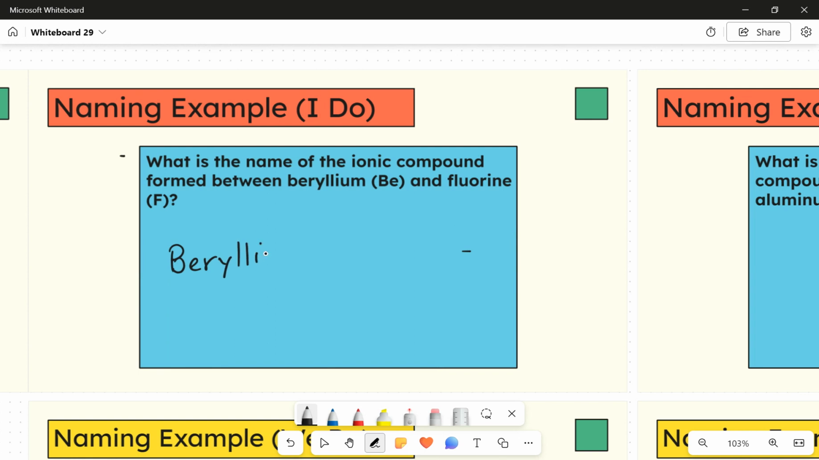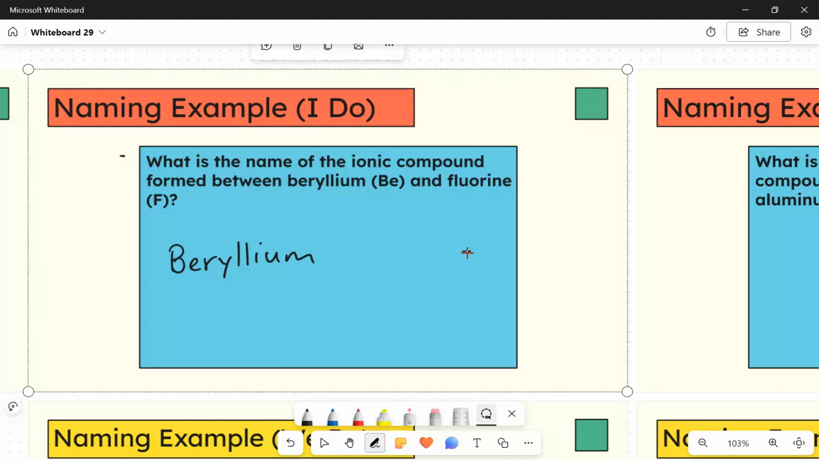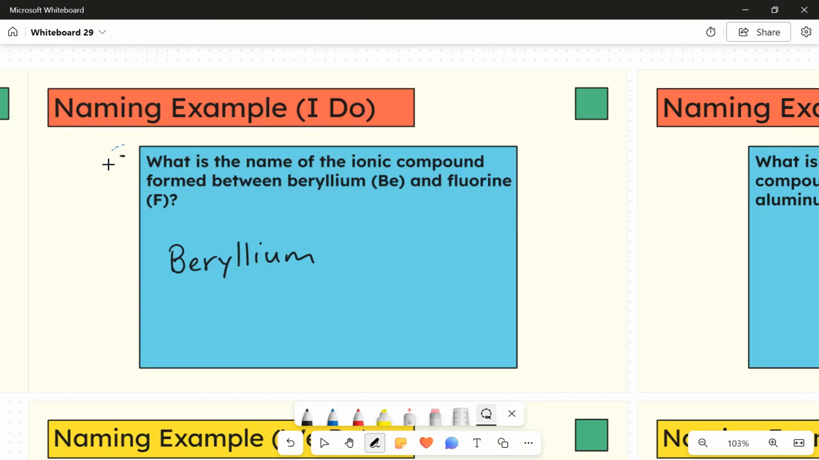And then fluorine, that's my anion. So I have to change it to the IDE form. So fluorine, you hear the two syllables right there? Fluorine becomes fluoride, and that's all there is to it. The answer is beryllium fluoride.